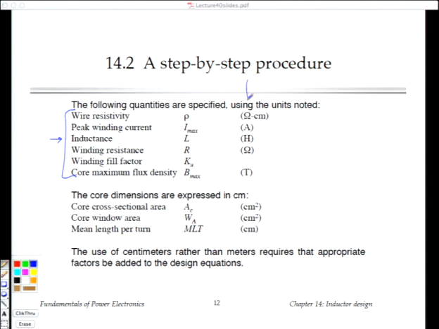I've also put units here, and units are a continual problem. These are all MKS units here. Well, not quite. It's ohm centimeters in resistivity. The core dimensions in the equations that follow are going to be in centimeters, not meters. And there will be factors to convert to meters in the equations. I do this just because our cores have dimensions that are a couple of centimeters and it's convenient.